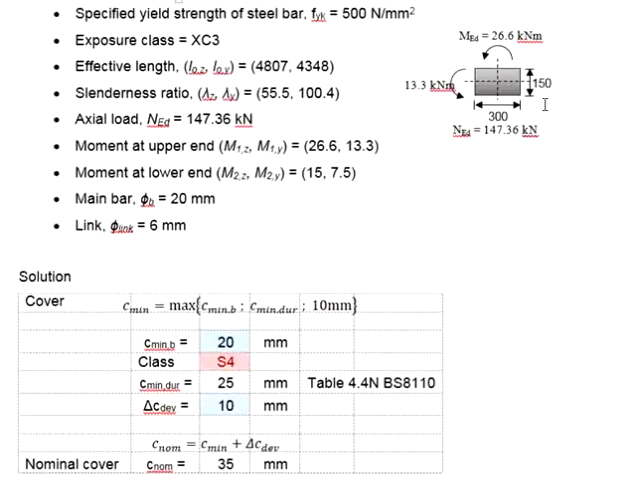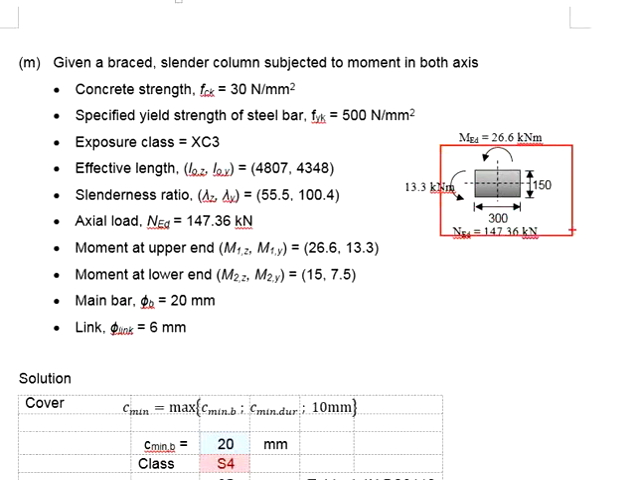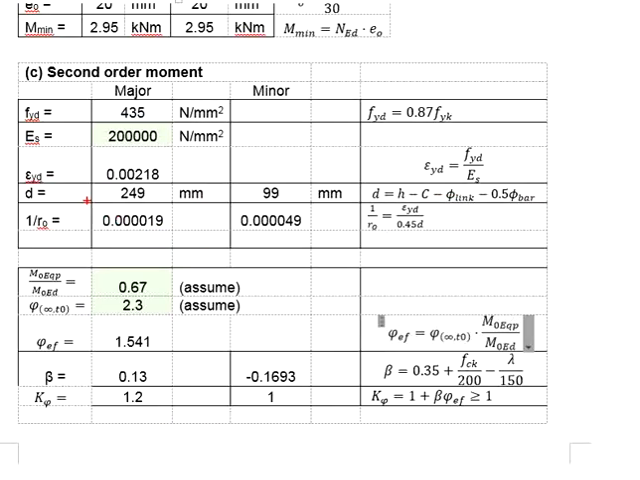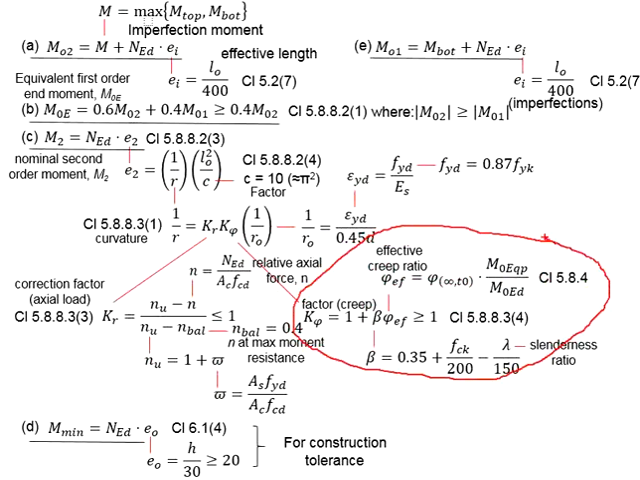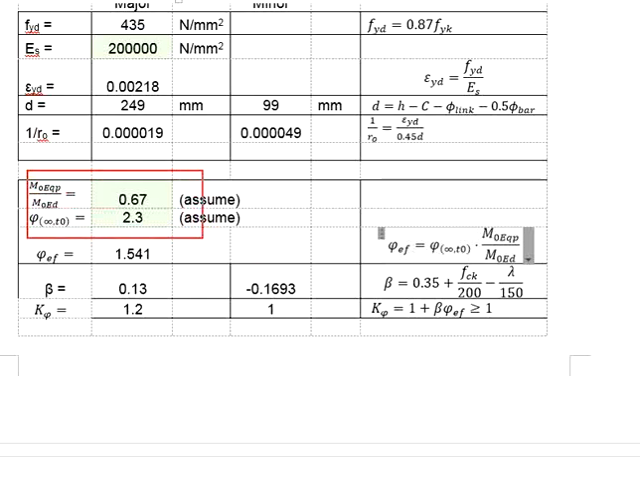Since the dimensions of the column are in a rectangular shape, this gives you two ratios of 1/r0. Next, we need to calculate the creep factor. The creep factor is calculated on the basis of beta and also the effective creep ratio. These are the relevant equations. Let us first deal with the effective creep ratio. These two are with the values assumed.